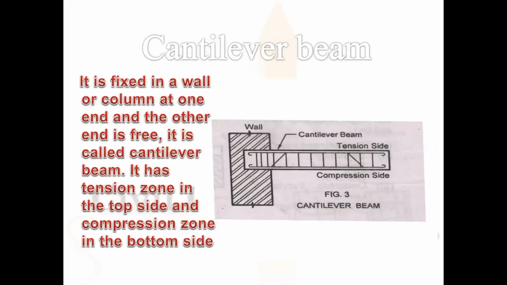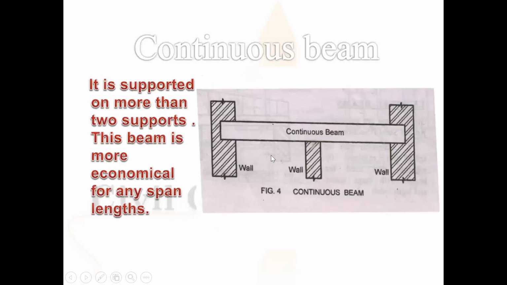Cantilever beam. It is fixed in a wall or a column at one end, and the other end is free. It is called a cantilever beam. It has a tension zone on the top side and the compression zone at the bottom side. Here you can see the image of how the cantilever beams work. Continuous beam. It is supported on more than two supports. This beam is more economical for any span length. Here you can see how the continuous beams work.